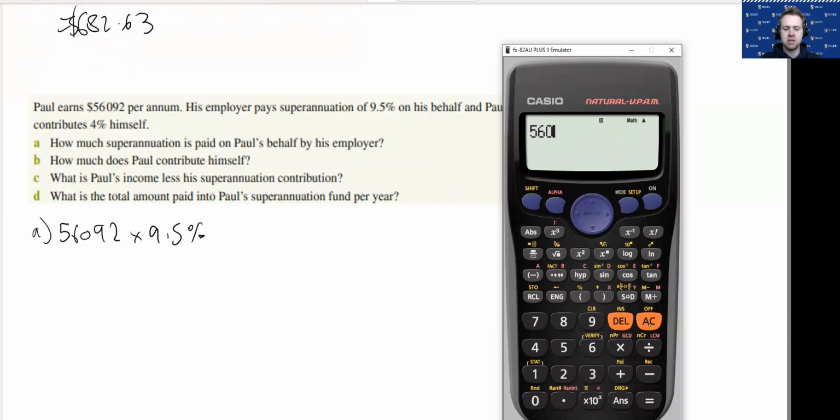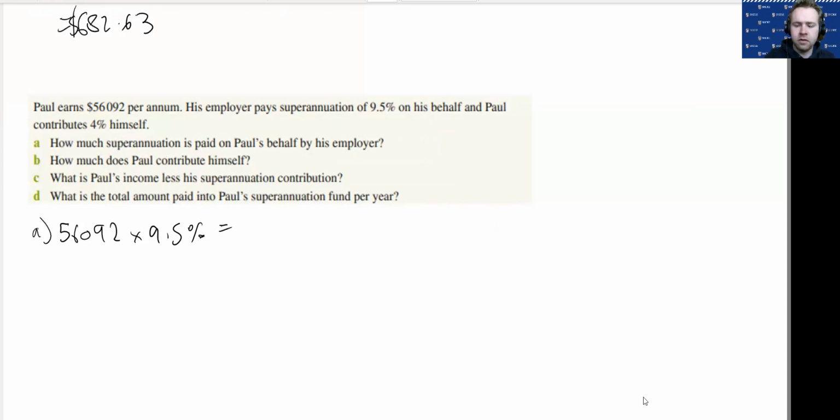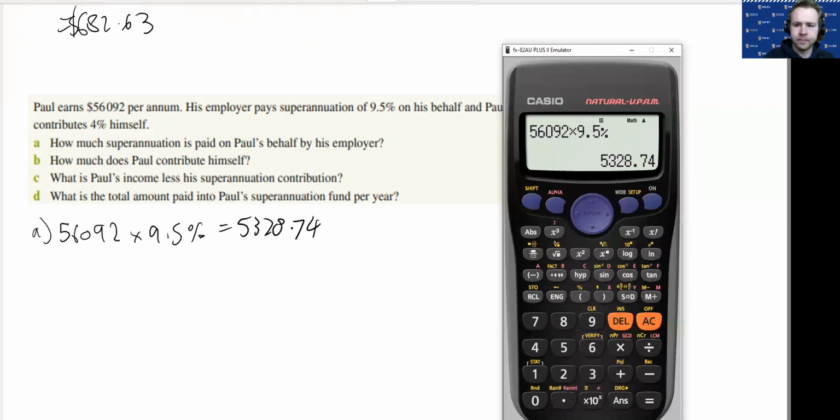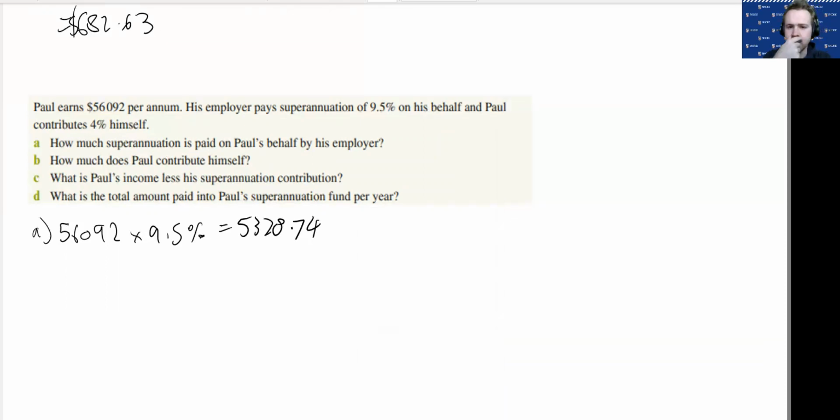So 56092 times 9.5%. And that gives us our answer of 5328.74, was it? Okay, so every year, that amount of money is going into the superannuation fund, but is also going to be growing over time. That growth rate will vary, but that's typically what will happen.